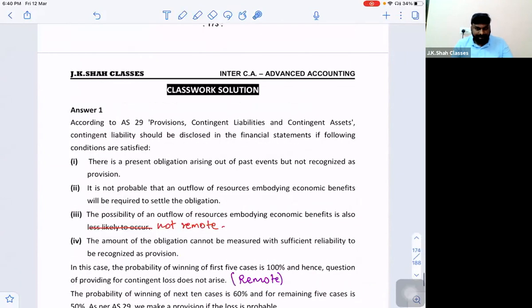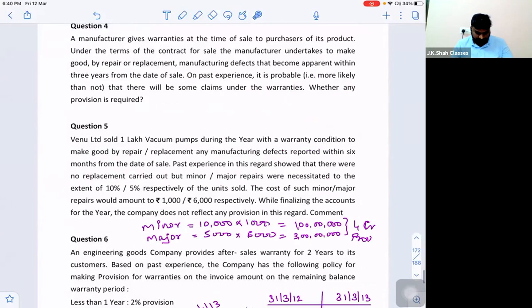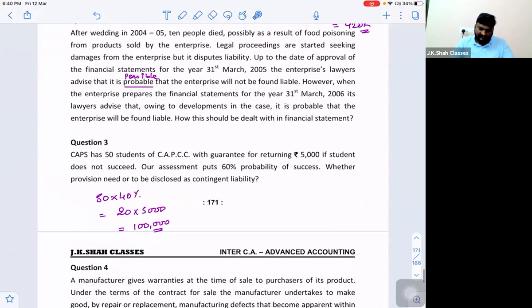We'll go for 3 then. Right. CAPS has 50 students of CA-PCC. CA-PCC was when I was a student, the professional competency course. Then it became CA-IPCC, the integrated professional competency course. And now it has come back to CA-Inter, which was called that way back in the 90s, and before 2007 we used to call it CA Foundation, CA P1 and P2.